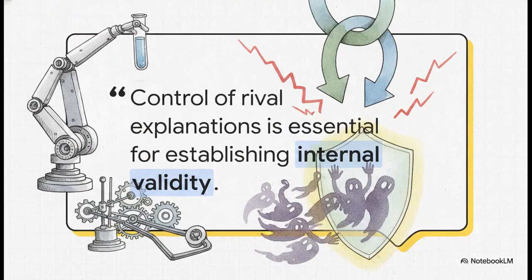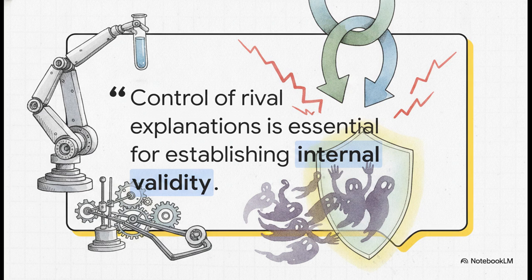Methodology pioneers Campbell and Stanley gave us a golden rule to live by here. Control of rival explanations is essential for establishing internal validity. Now, internal validity is incredibly important. It is essentially your fortress. It's the absolute assurance that the results you're seeing in your dependent variable are truly and entirely due to your treatment and absolutely not due to rival explanations or confounding variables.